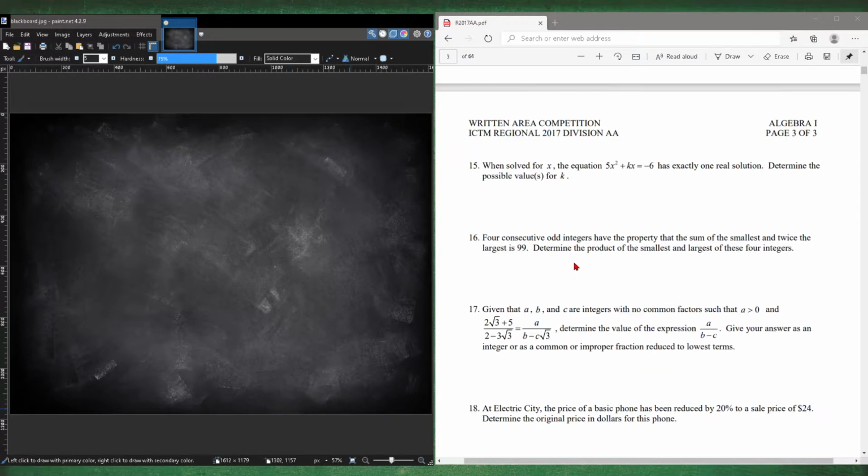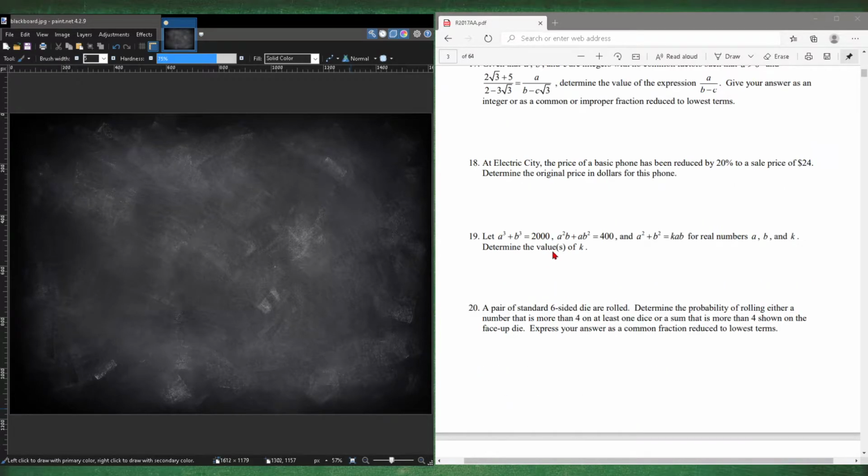Okay, now let's work on number 19. If a cubed plus b cubed equals 2000 and a squared b plus ab squared equals 400 and a squared plus b squared equals kab, determine the value for k. So we need to find this.